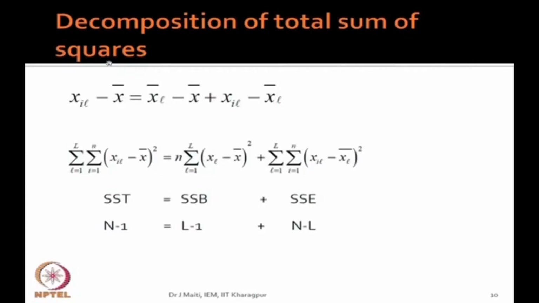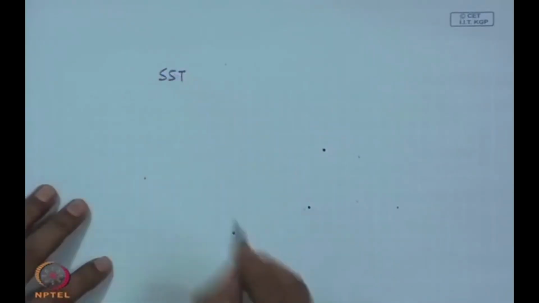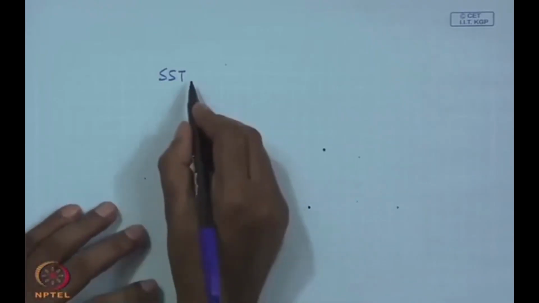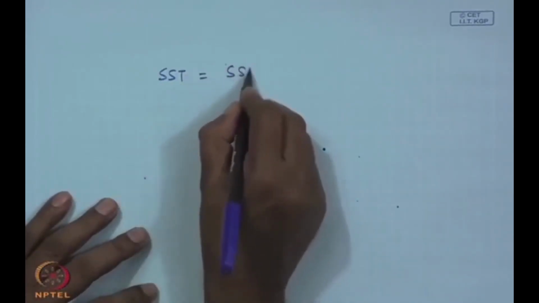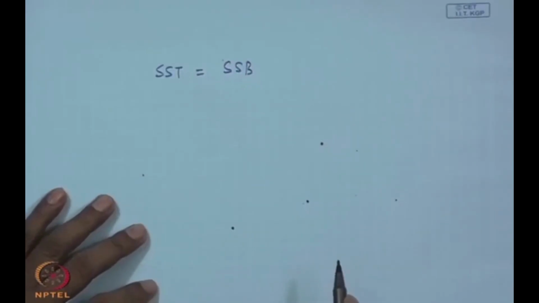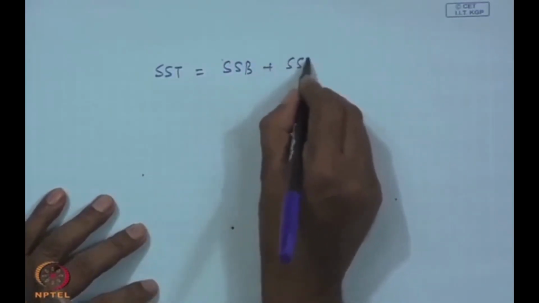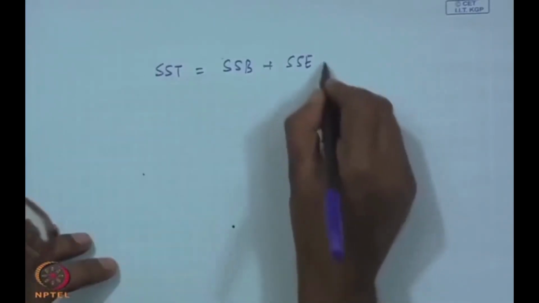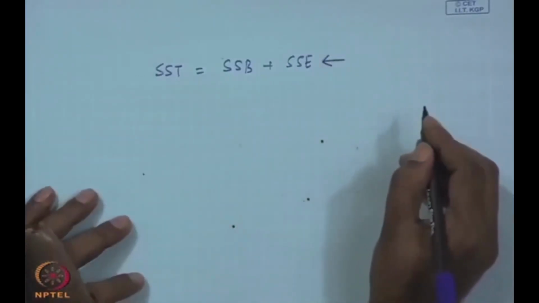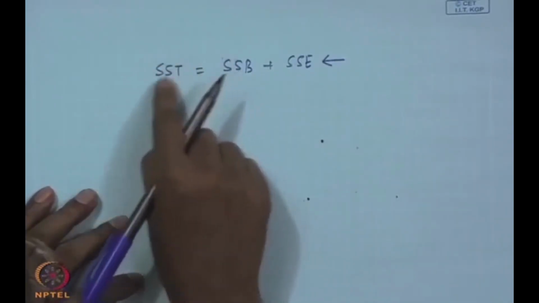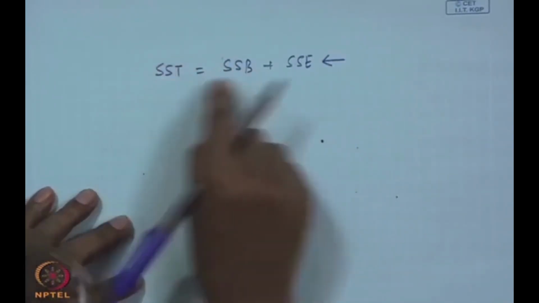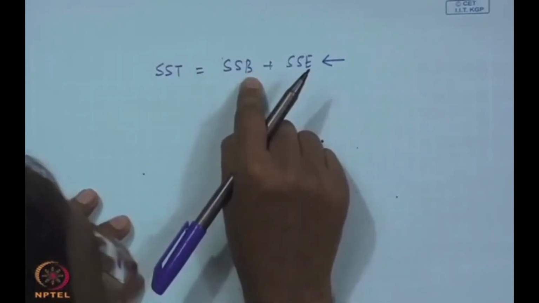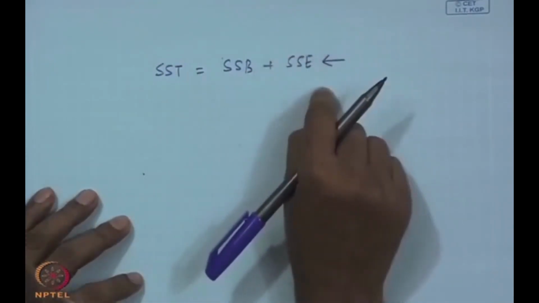So, what is happening here? We are basically dividing the total variability in terms of sum square total into variability explained by the population plus variability not explained by the population, correct? So, this is known as decomposition of the total variability into between population variability and error variability.